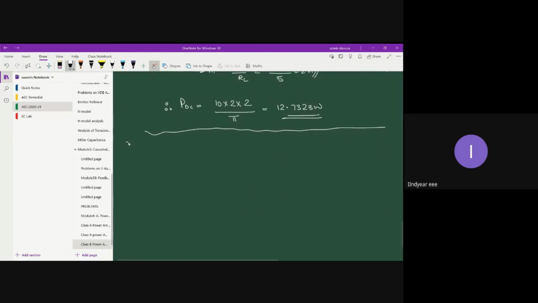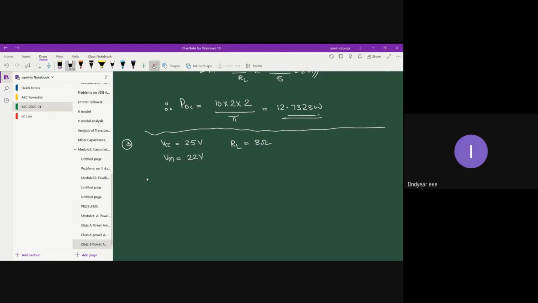Third problem, let me take. So it says: a class B push-pull amplifier operating with VCC equal to 25 volt provides a 22 volt peak signal. That means to say maximum value is 22 volts. Let me repeat, it provides a 22 volt peak signal to an 8 ohm load.